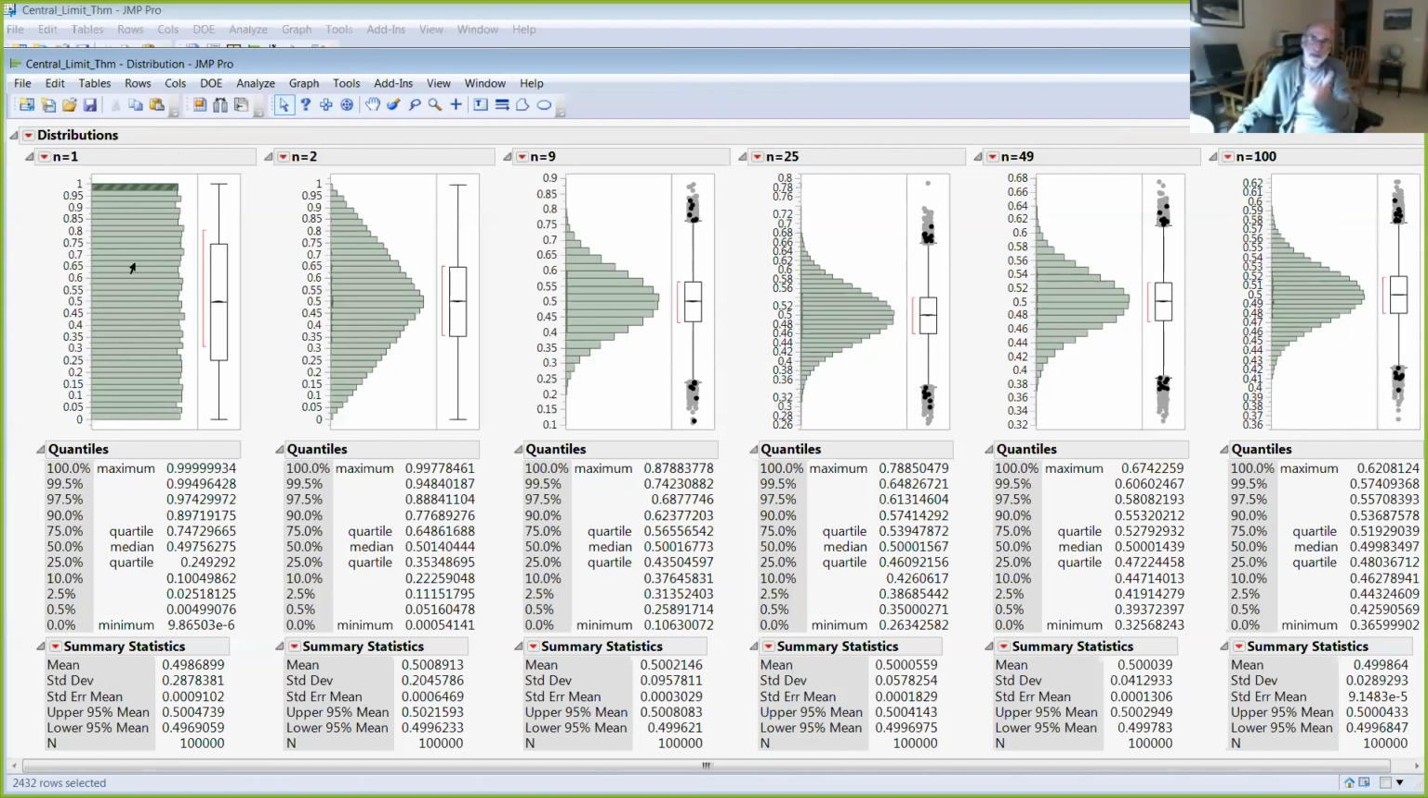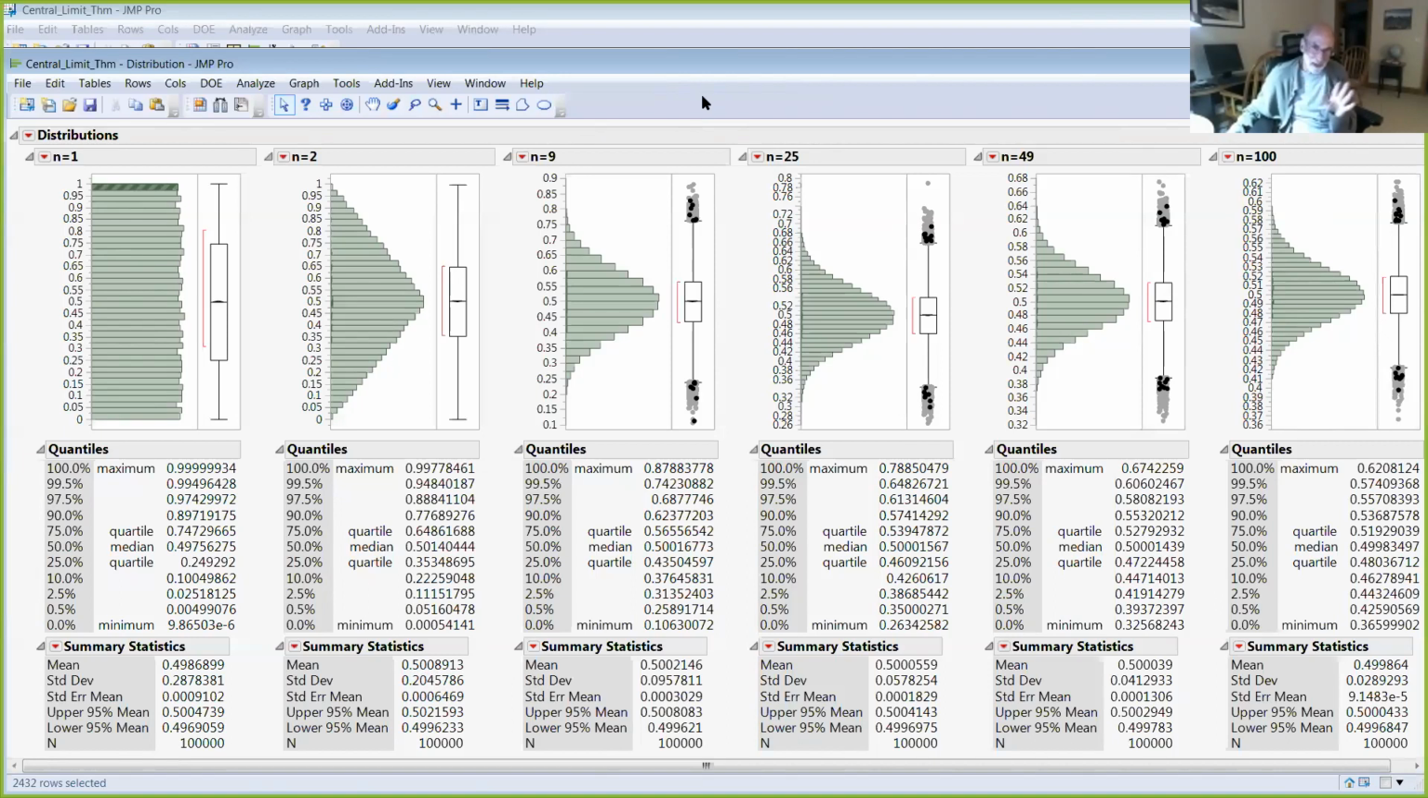We started with a distribution here that didn't look at all like a normal distribution. And by the time we got to sample size 9, it starts looking bell-shaped. And even at sample size 2, the mean and the standard deviation are pretty close to what we'd expect from the central limit theorem, even though it doesn't look bell-shaped yet. So it doesn't take much of a sample in order to rely on the central limit theorem.